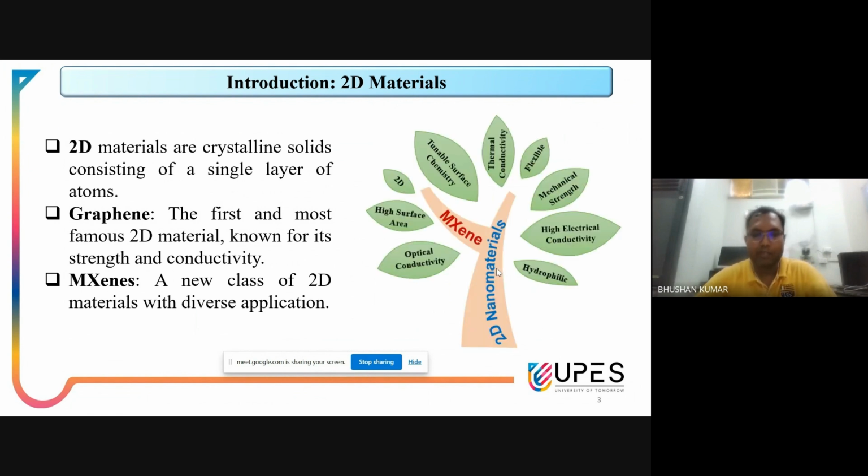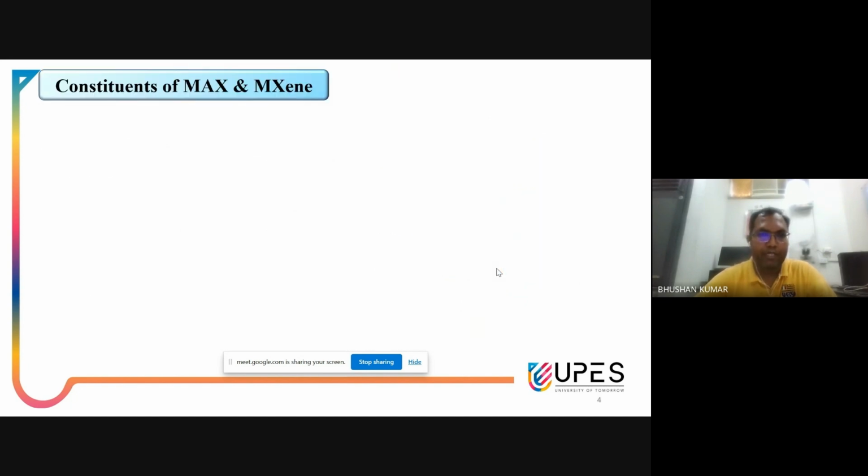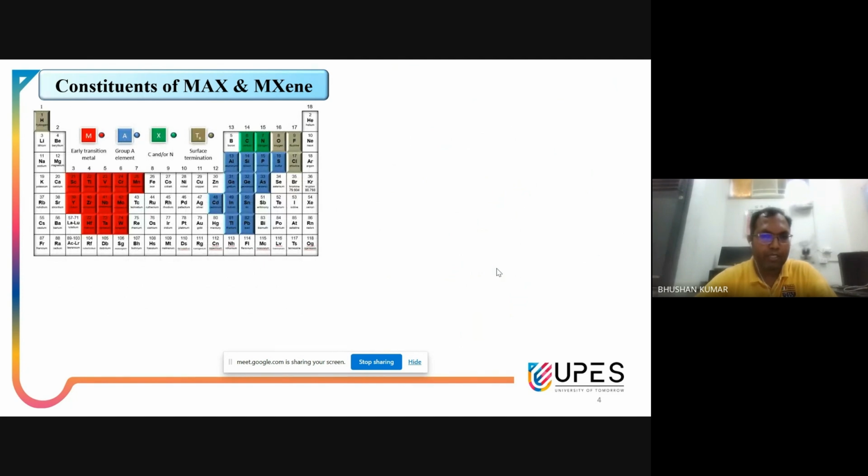These are the various properties of MXenes, like hydrophilicity, high electrical conductivity, and mechanical strength. It is flexible, but most importantly, it has tunable surface chemistry and high surface area. So these are the constituents of MAX and MXene in the periodic table.